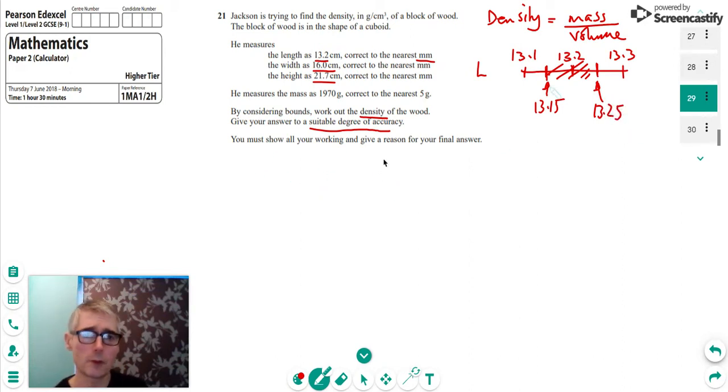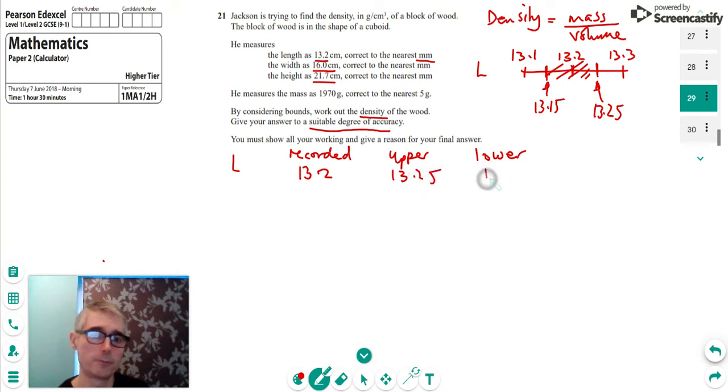So I could begin to create a table here. For the length, we've got a recorded value, an upper bound, and a lower bound. Our recorded value is 13.2, our upper value is 13.25, and our lower value is 13.15. We're going to do the same for the width.